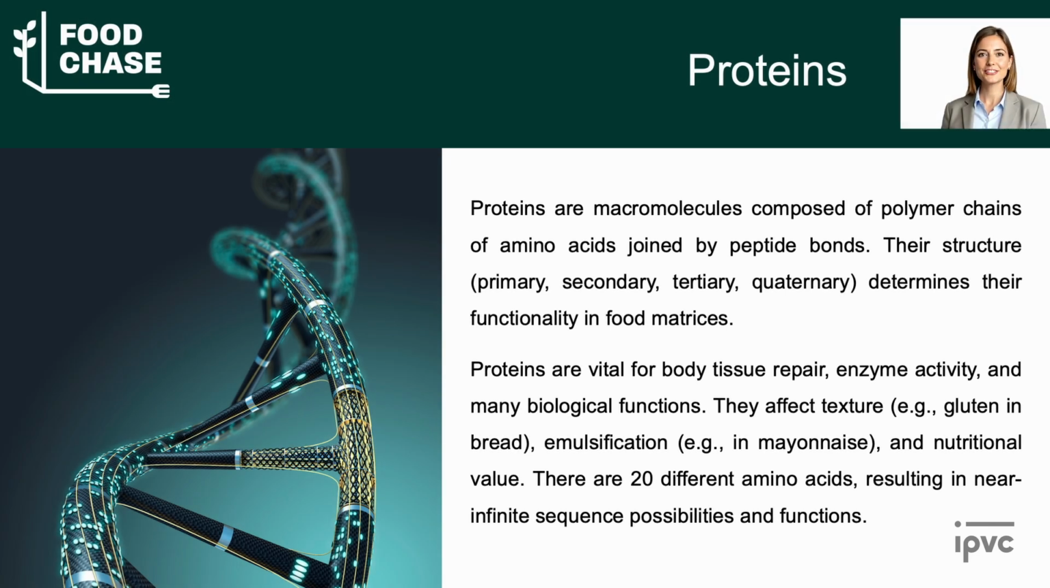Next, proteins. Proteins are macromolecules composed of polymer chains of amino acids joined by peptide bonds. There are 20 different amino acids, which means the sequence possibilities, and therefore functions, are nearly infinite. Proteins are vital for body tissue repair and enzyme activity. In food systems, they affect texture, emulsification, and overall nutritional value. Their structure, from primary to quaternary, determines their functionality in food matrices.